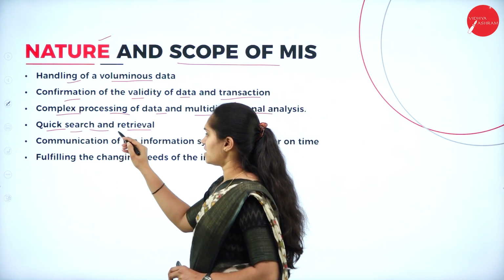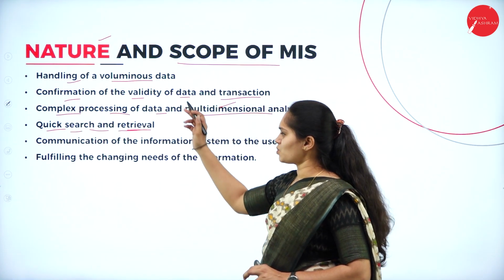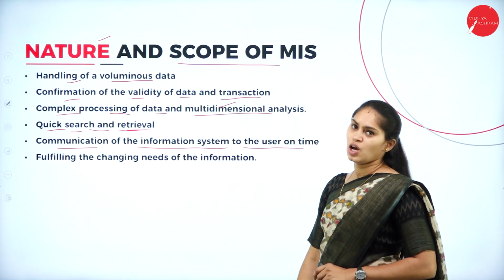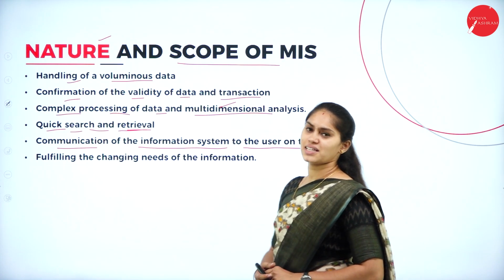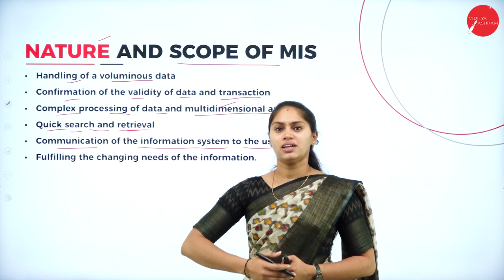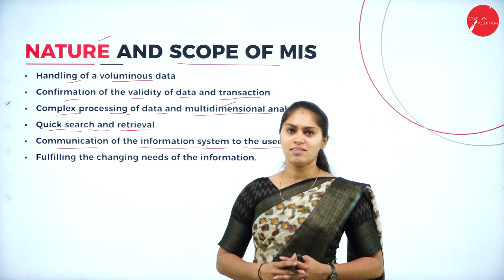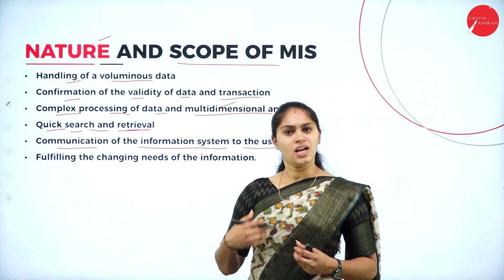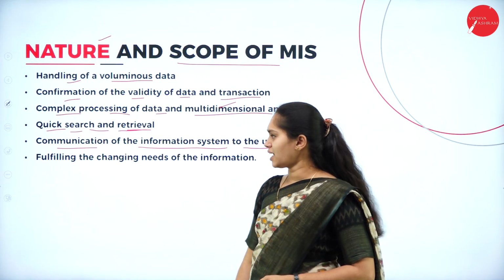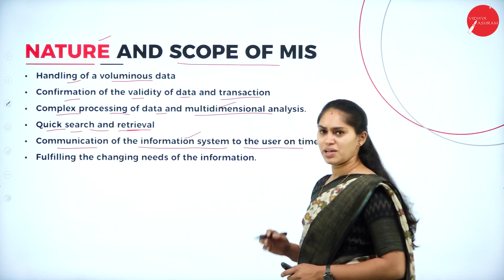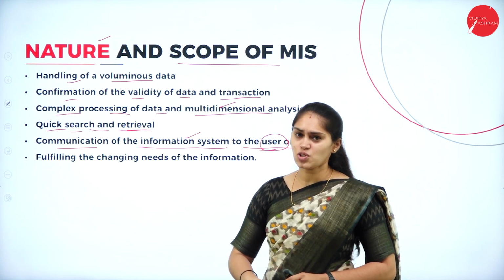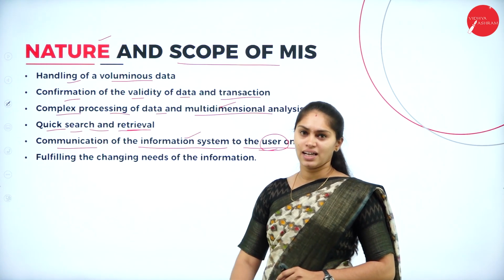So this quick search and retrieval can take place with the MIS, and communication of the information system to the user on time. You can take the example of share markets. No need to ask anybody, no need to go to their physical location. You can just have a mobile along with an internet connection. You can take all the details which are happening day to day, even second to second. So here also communication of the information system will help the user, and it will reach the user on time without any delay.